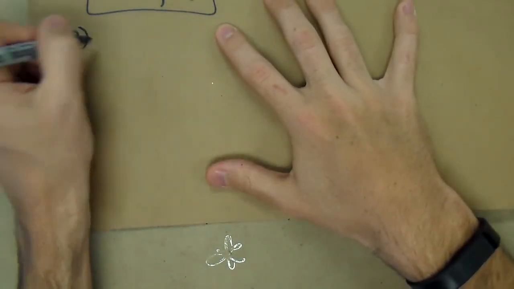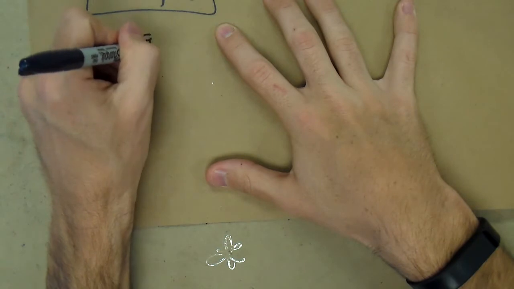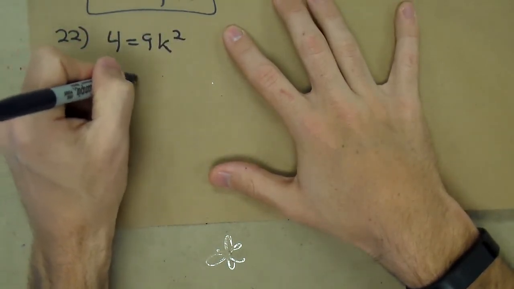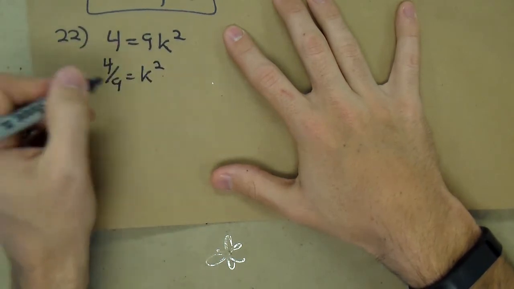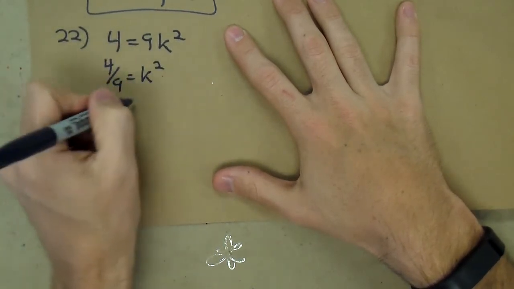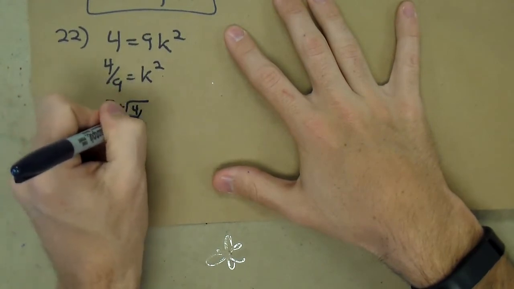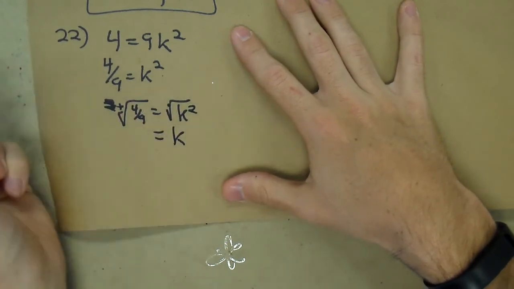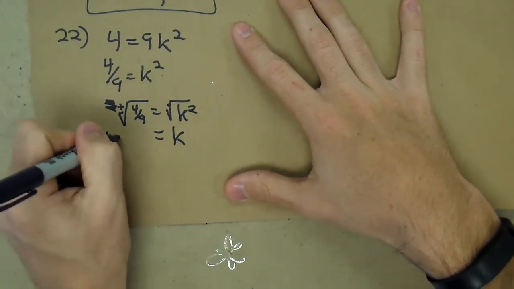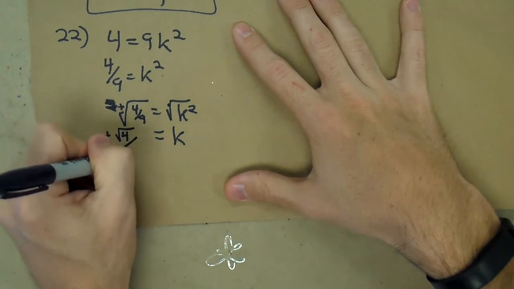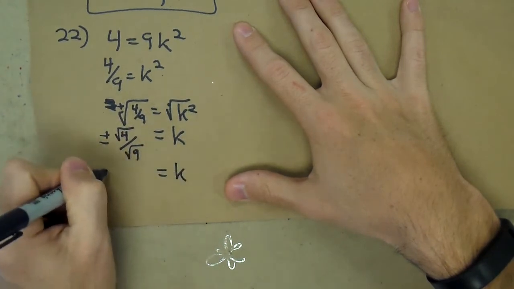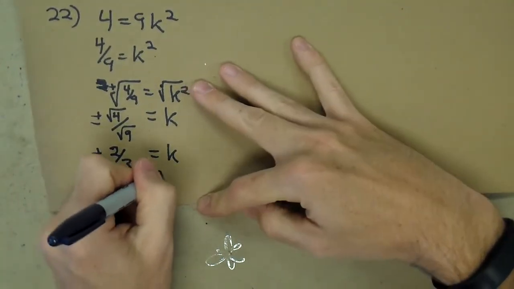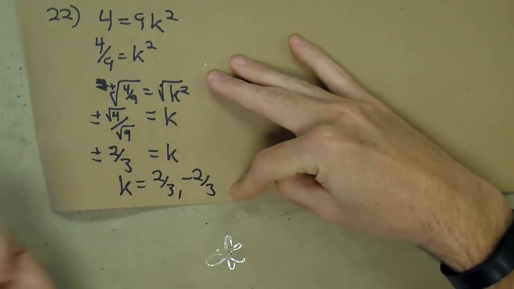For 22, we have 4 equals 9k squared. I'm going to divide both sides by 9. I get 4/9 equals k squared. I'm going to reduce that to, no, I can't reduce that. I'm going to take the square root of both sides. Plus or minus the square root of 4 over 9 equals the square root of k squared. I get a k on the right-hand side. This is the same as writing on the left-hand side, the square root of 4 over the square root of 9, which are both perfect squares. And that comes out to be 2 and 3. So we're going to get k equals a positive 2/3 and a negative 2/3.